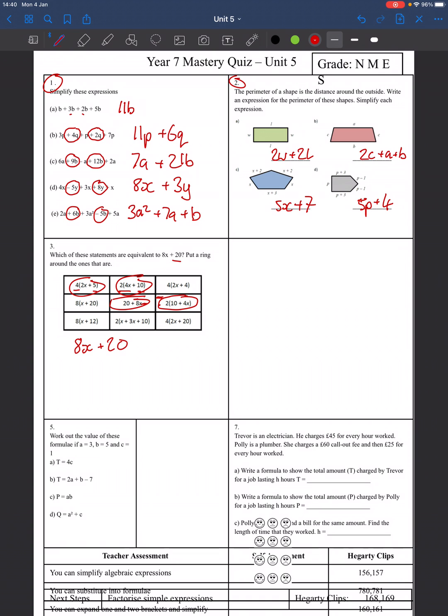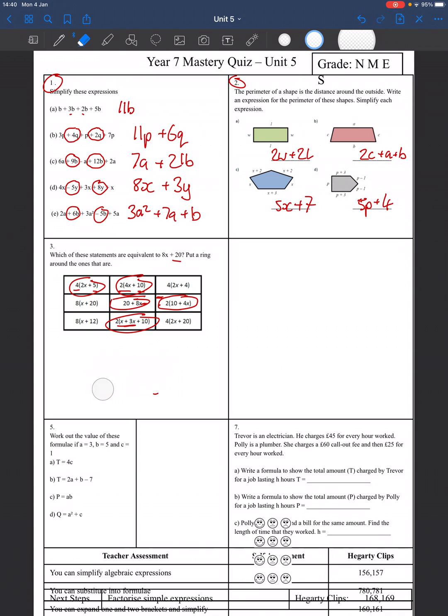So now, this last, I'm going to look at this one down here. We've got 2x plus 3x. So I'm going to gather these two like terms and make that 4x plus 10 inside the brackets and put a 2 out here. If I multiply that out, I'll end up with 8x plus 20. So that, again, is equivalent. So they're all the ones that are equivalent.